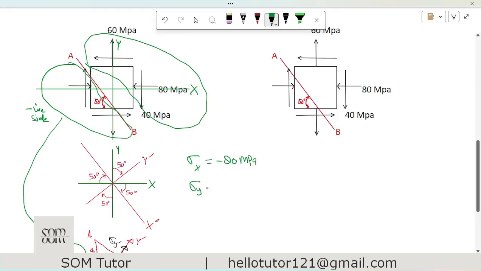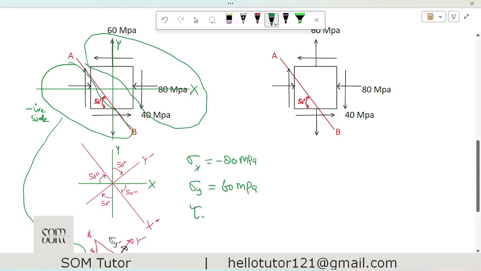Now sigma y is this, right? Sigma y is downwards, but it is on the negative side. So if it is opposite, then it is positive. So sigma y is 60 megapascal. And remember, if we consider these forces here on this side, if the 60 was towards y, then it would have been positive. And here in this side the 80 is away from this, so it is negative here too. So we got sigma x and we got sigma y.